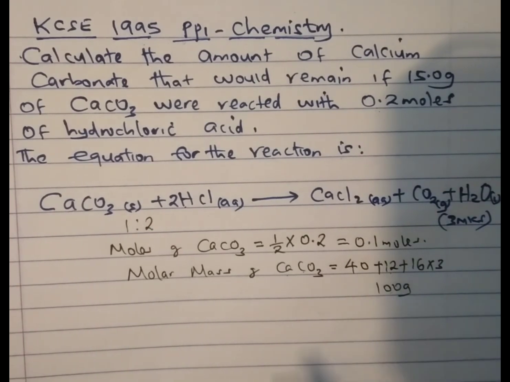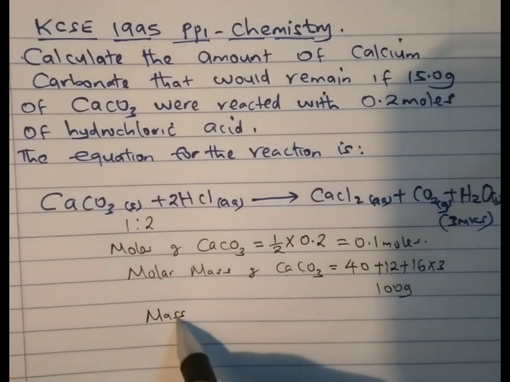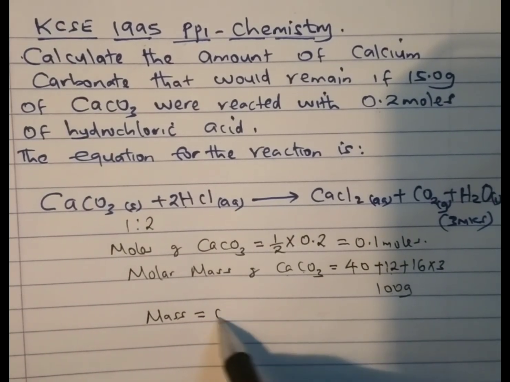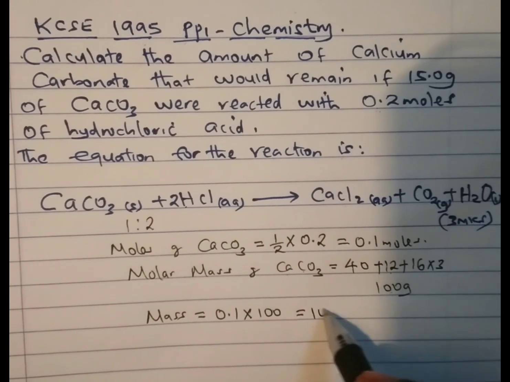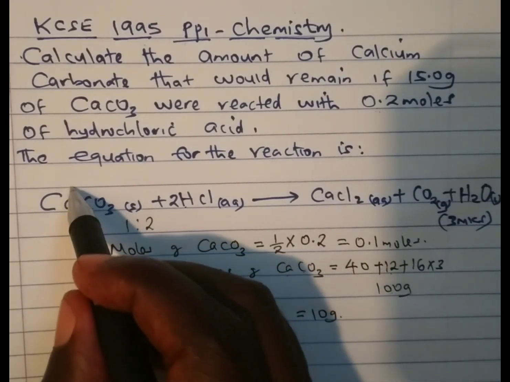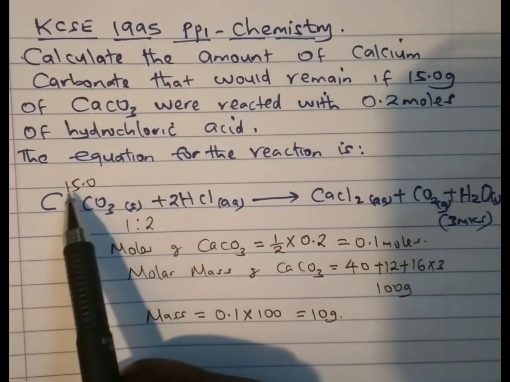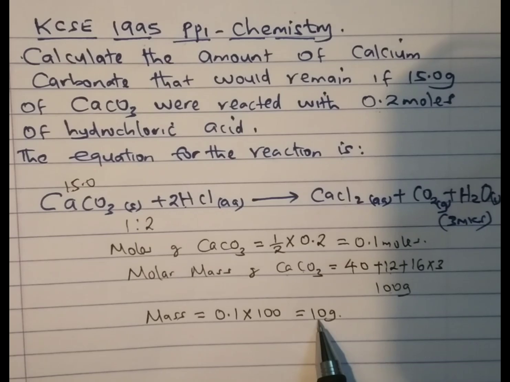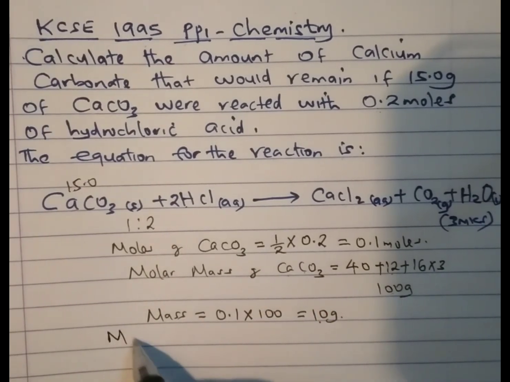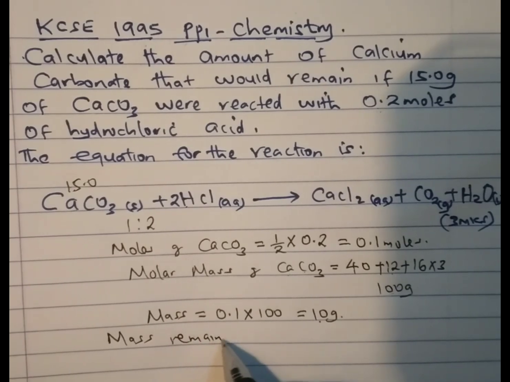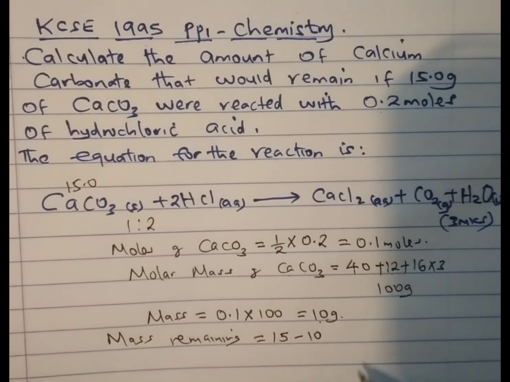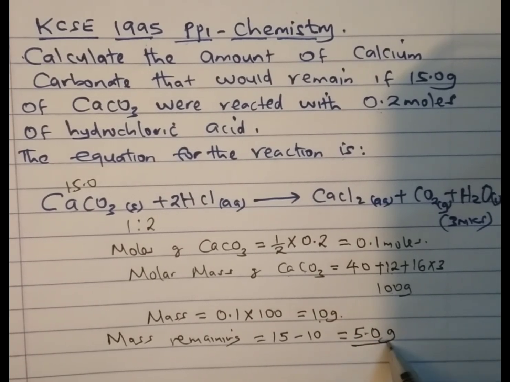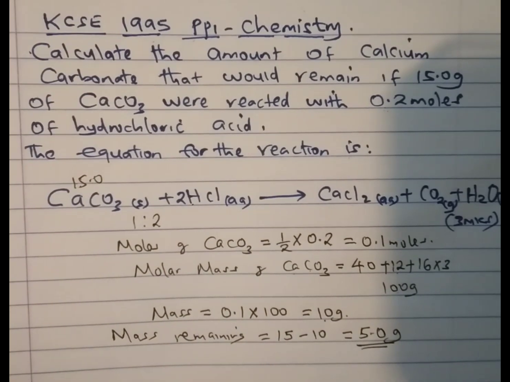We have the mass and the number of moles. Now we can get the mass, and for us to get the mass, you take the number of moles, which is 0.1, you multiply by the molar mass, which is 100 grams, giving us 10 grams. Remember, originally we had 15.0 grams, and out of 15 grams, 10 grams have reacted with the acid, meaning the remaining mass is going to be equal to the original mass, which is 15, minus what has reacted, and this one is going to give us 5.0 grams as the answer to this particular question.